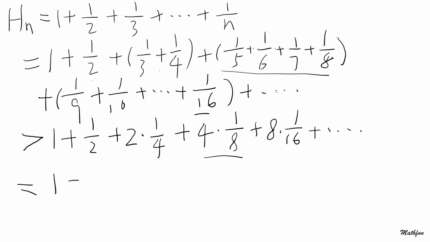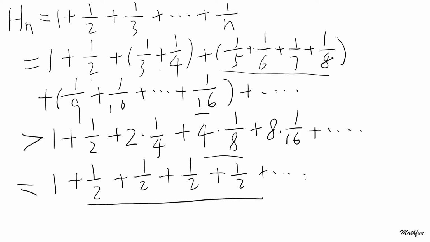Now what do we have here? We have 1 plus a half. Hey, this is a half again. Oh, this is also a half. Oh, that is a half too. How many halves? Infinitely many. So this one diverges. This one approaches infinity. And because Hn is bigger than this one, Hn will approach infinity too. So that's why the harmonic sequence diverges.